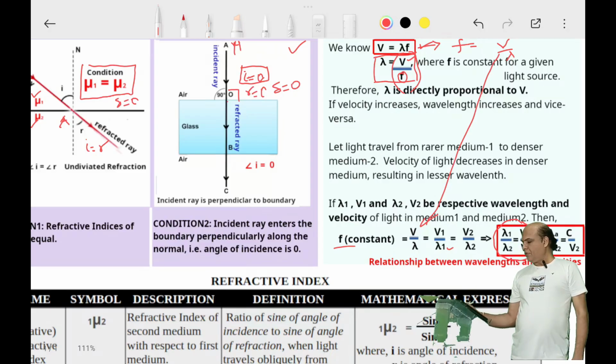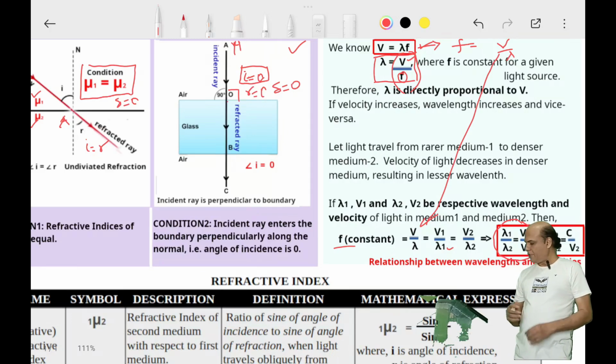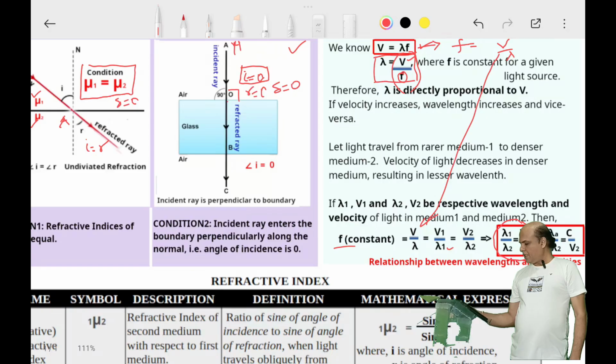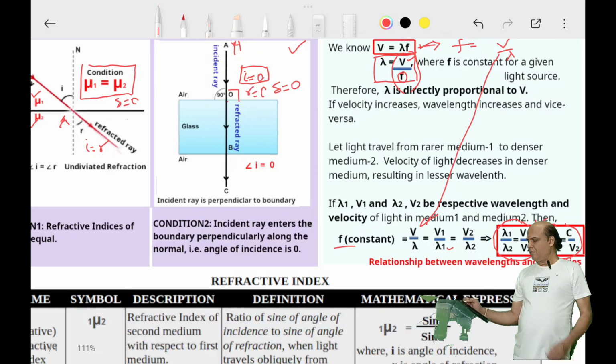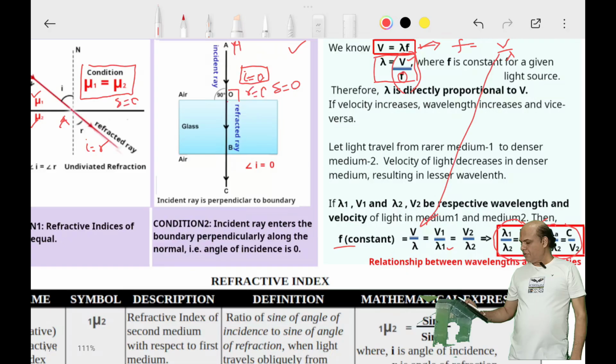Now suppose the first medium is replaced with air, then the velocity of light in air is denoted by c, that is 3 into 10 to the power of 8 meters per second. So this is another way of expressing the same expression. Remember this: lambda 1 by lambda 2 is equal to v1 by v2. This is the relationship between wavelengths and velocities of light in two media. Let's move further.